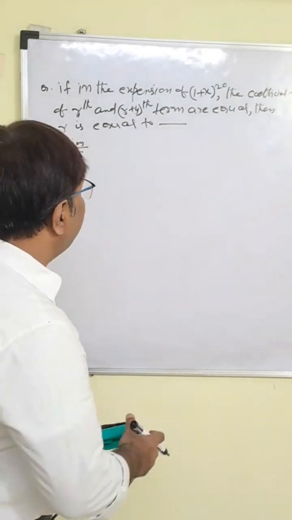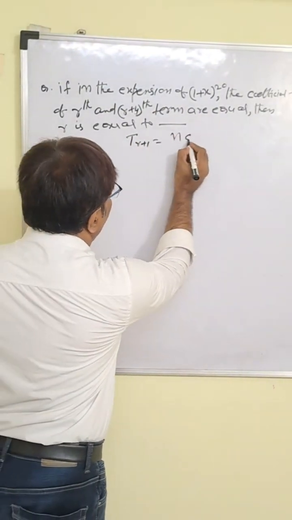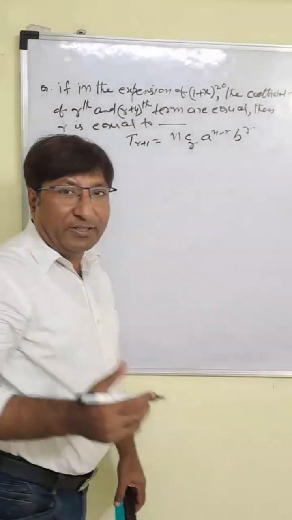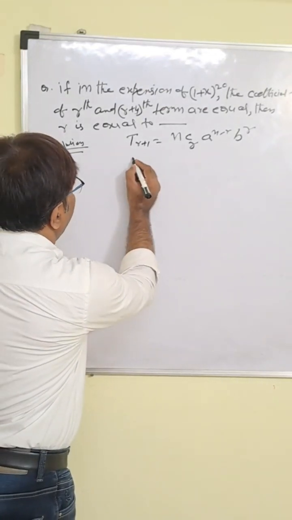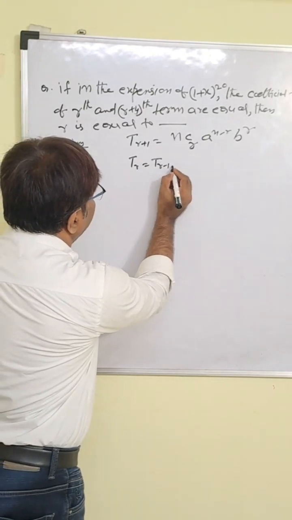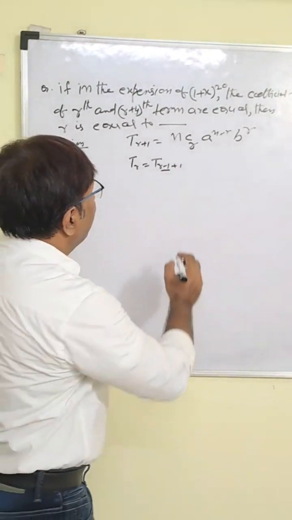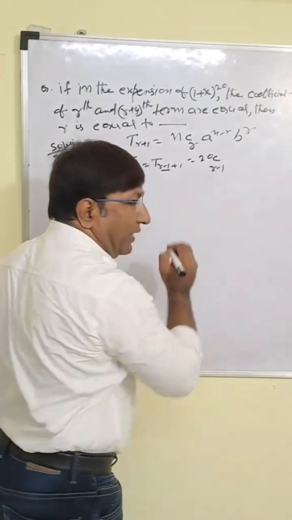So you know the general term formula is what? T(r+1) = nCr a^(n-r) b^r, where a is the first term, b is the second term. Here we need the rth term. So rth term is what? That is Tr, we can write (r - 1) + 1. So r will be r - 1. So here n is 20. So 20C(r-1).